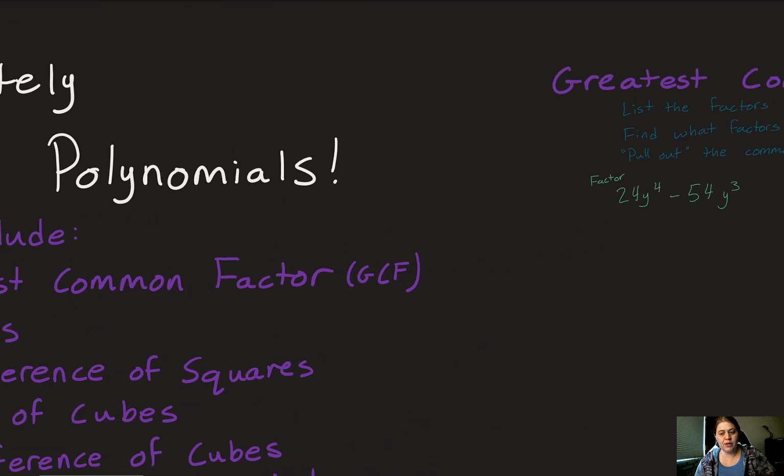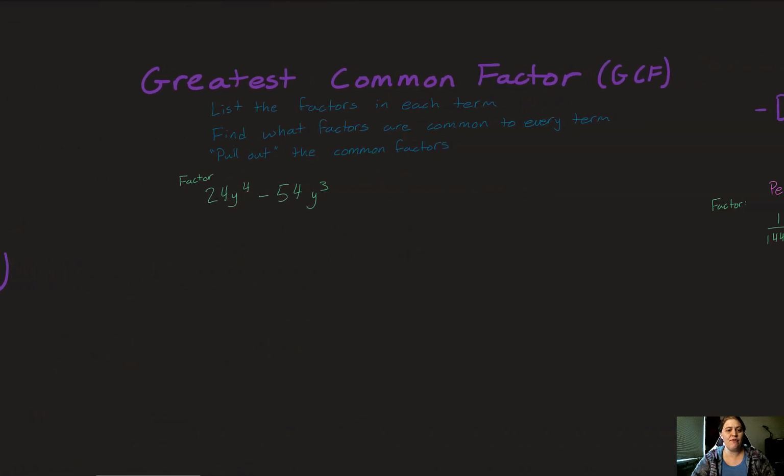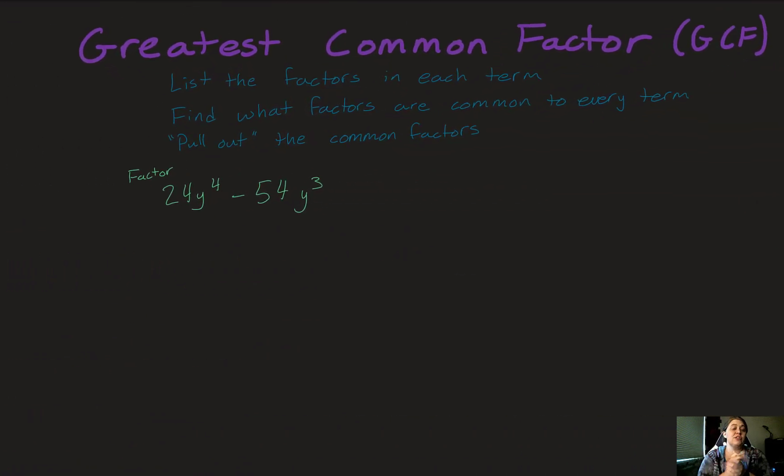Alright, so to start off, we're going to start with the very most basic of all factoring, and that is the greatest common factor. This is the thing that you always check for first. So the first thing you do when you're trying to factor things out with the greatest common factor is you list the factors in each term, find out what factors are in common to every term, and then you pull out the common factors, leaving what's behind.